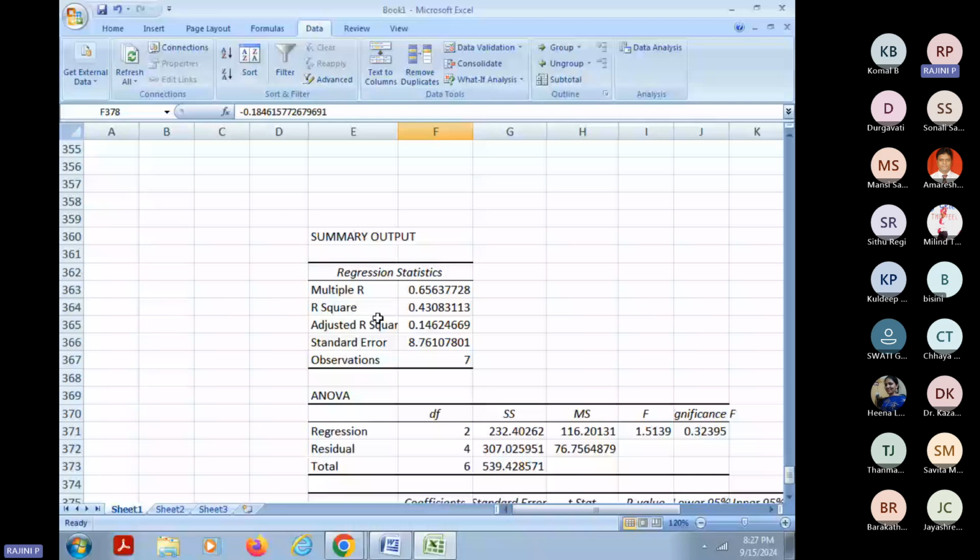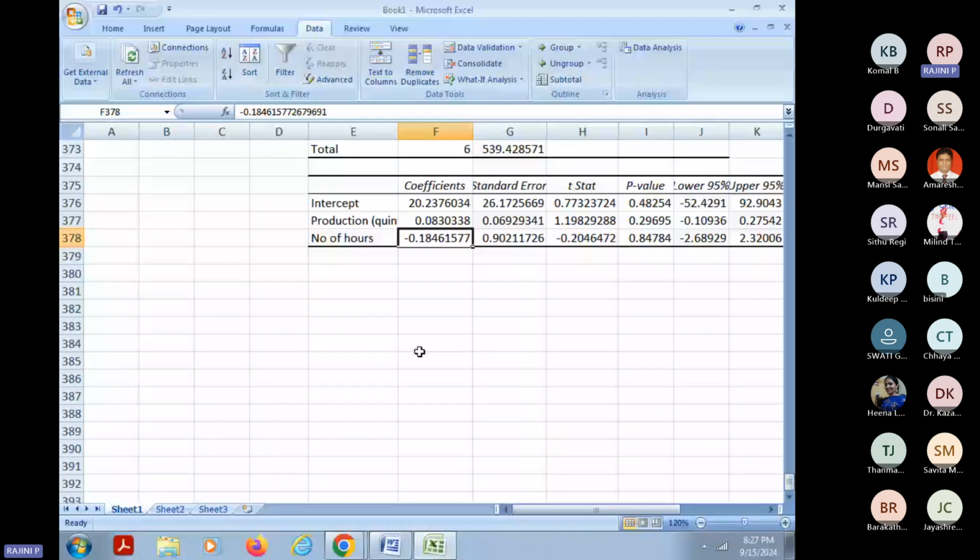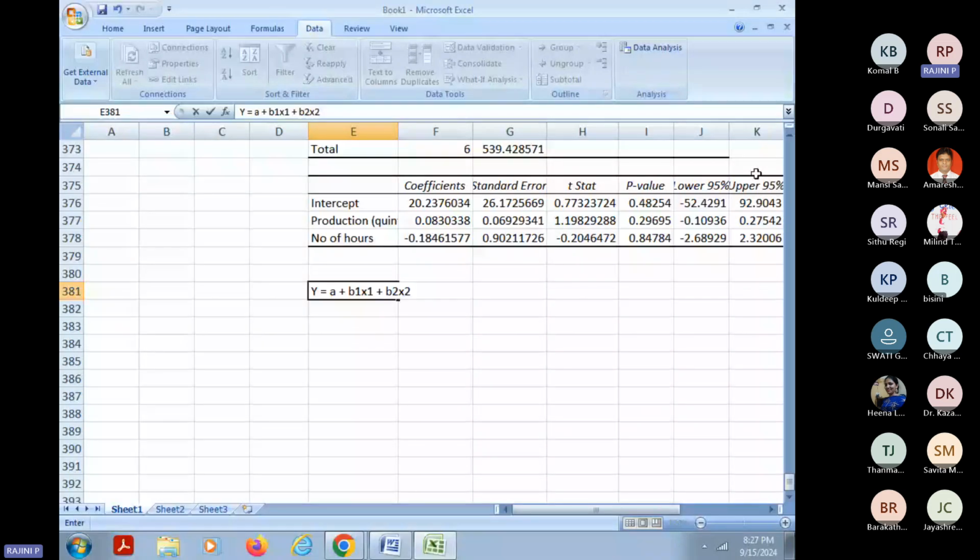Clear. And how can you write the equation here? Y is equal to intercept plus B1 x1 plus B2 x2. What is the meaning of this B1 x1? X1 means the first independent variable, x2 means the second independent variable, and B1, B2 are its coefficients.